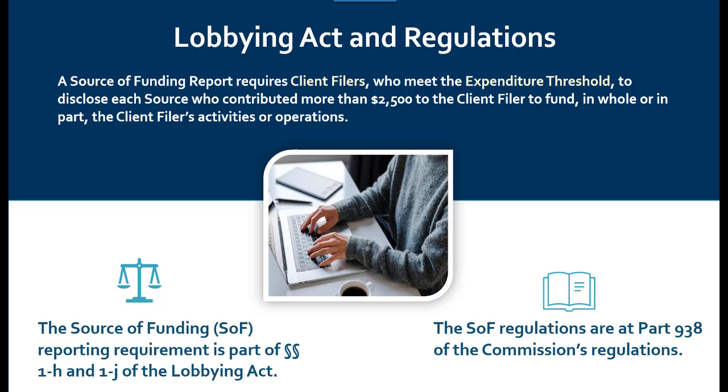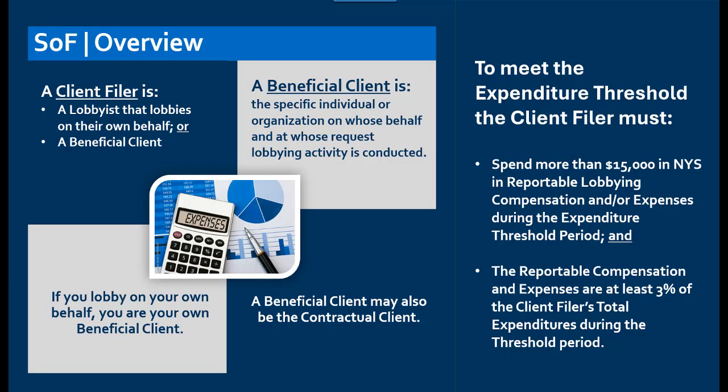Critical to understanding how to comply with the source of funding law and requirements is understanding key terms and definitions like client filer, beneficial client, and expenditure threshold. A client filer is a lobbyist that lobbies on their own behalf, or a beneficial client. A beneficial client is the specific individual or organization on whose behalf and at whose request lobbying activity is conducted. If you lobby on your own behalf, you are your own beneficial client. And a beneficial client may also be the contractual client.